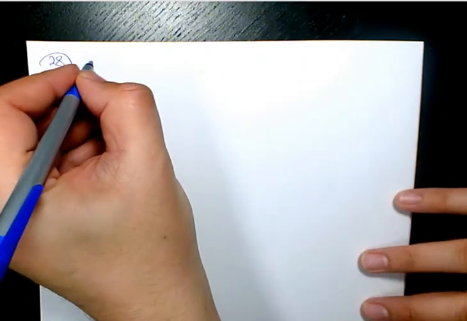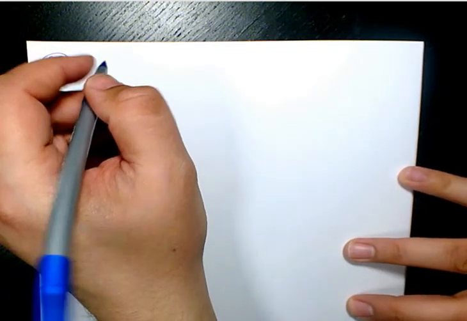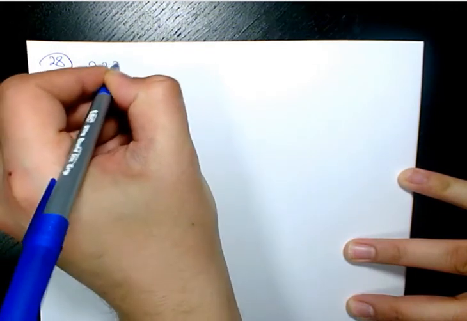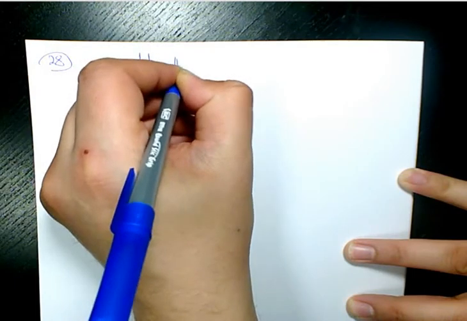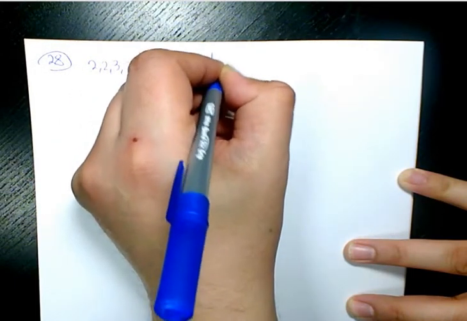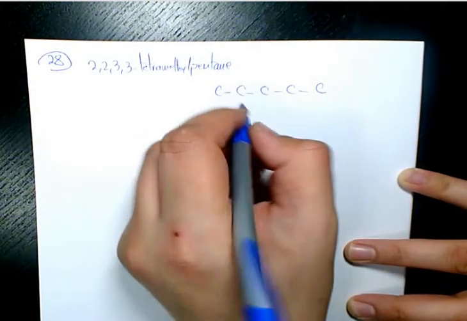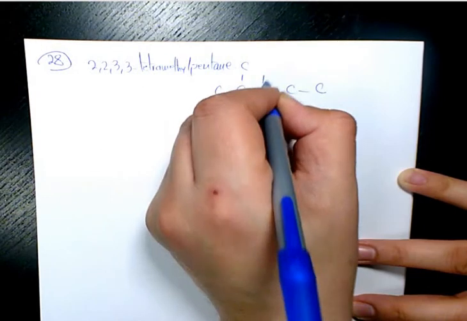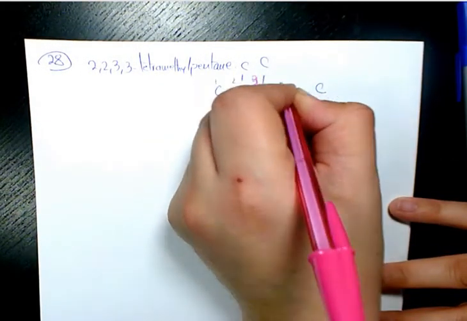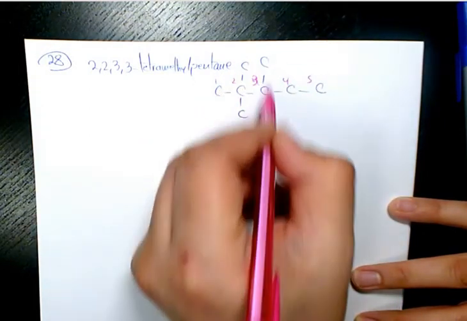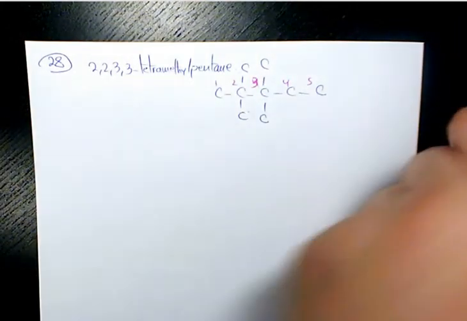Next one is going to be when we are dealing with 4 methyl groups. So it's going to be 2 and 2, 3 and 3 tetramethyl pentane. So it means that on the main one we have 5 carbon, and we have 2 and 2, 3 and 3 tetramethyl. Tetra means 4, so we have 4 methyl groups, 2 on the second and 2 on the third carbon.